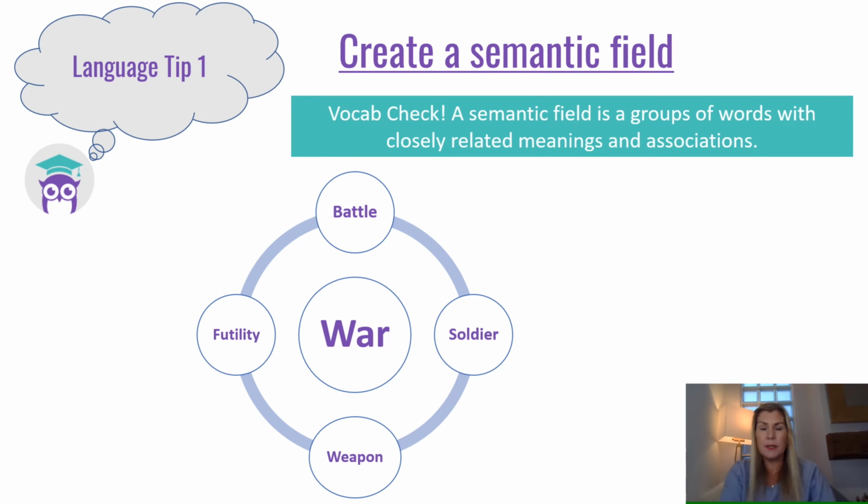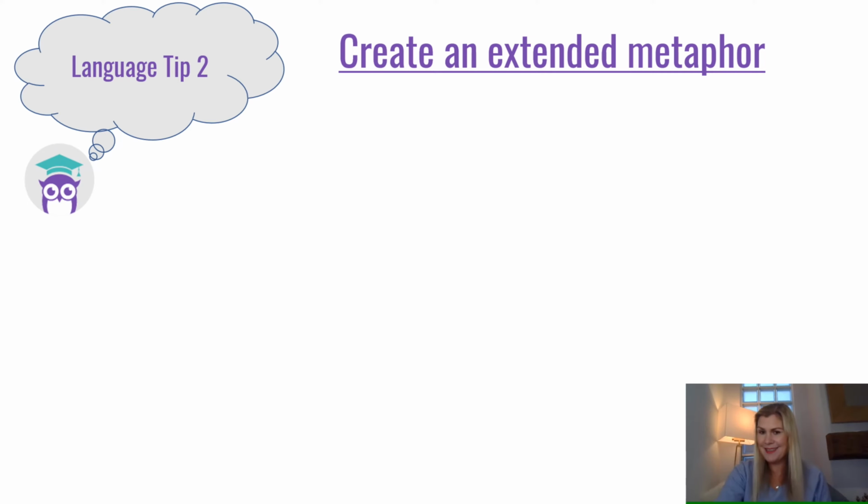war. So if the piece of work was about war, then you would naturally expect to see these kinds of words. But you might also use a semantic field of war to create a kind of symbolism or to create a metaphor to suggest that something was incredibly tense or that there was a lot of conflict in a situation. Which brings me on to my next language tip, which is this.